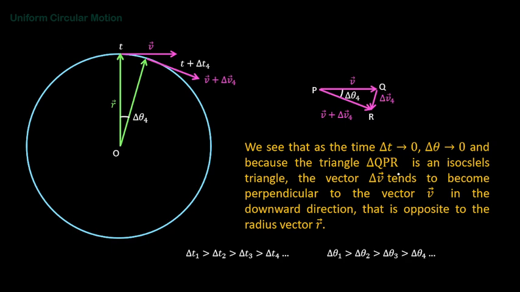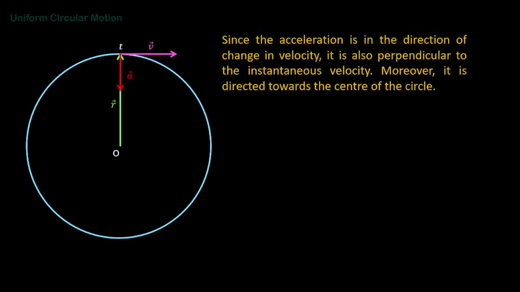So if you continue to decrease the time interval, finally the change in velocity vector will become perpendicular to the initial velocity. Moreover, it will be directed downward, that is opposite to the radius vector. Since the acceleration is in the direction of change in velocity, it is also perpendicular to the instantaneous velocity at the moment t. Moreover, it is directed downward toward the center of the circle.